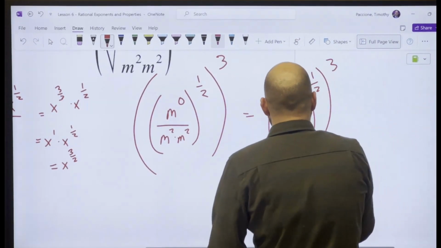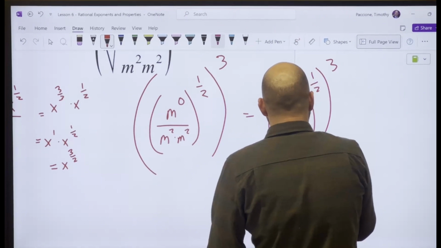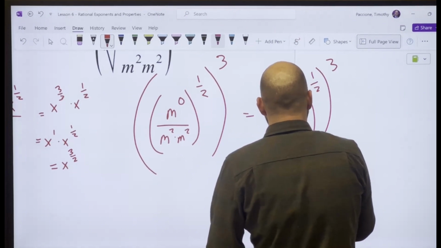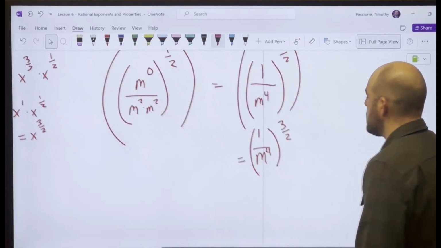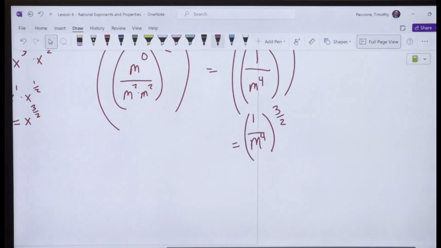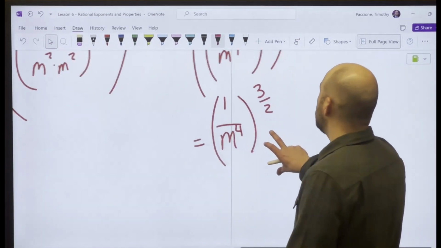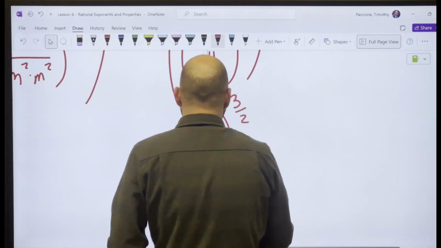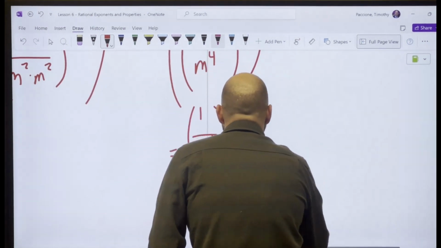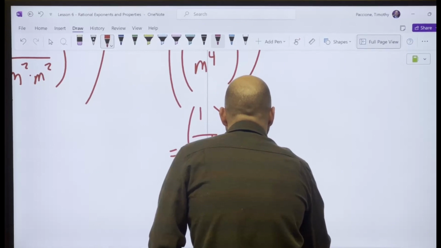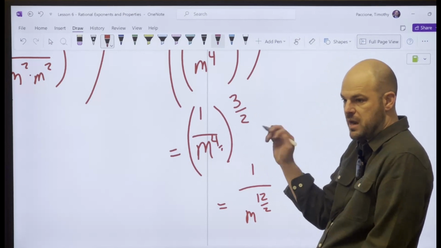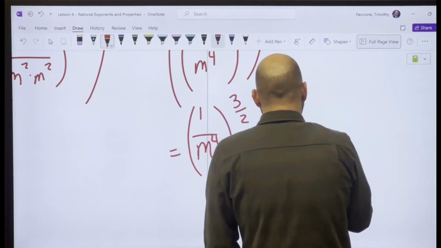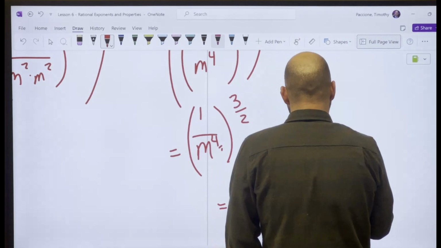So I have 1 over m to the 4th to the 3/2. Right? With me? And then I can apply this exponent to the bottom just like I can to the top. So this is 1 over m to the 12/2 because 4 over 1 multiplies across, power to a power, which is 1 over m to the 6. And I'm done.